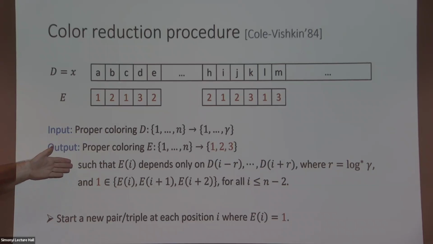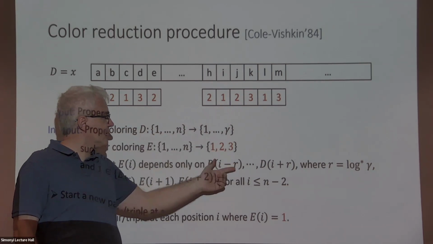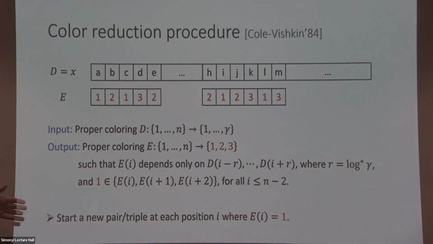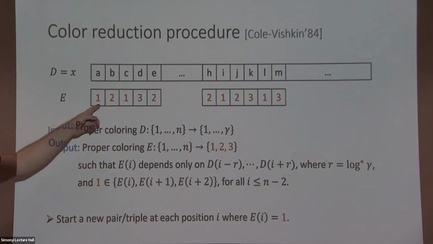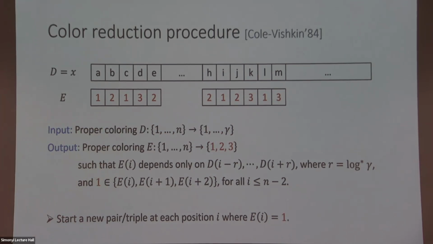So there's a procedure where each resulting color actually depends only on this small window. The neighbors have different colors, and you can make it so that out of every 3 consecutive symbols, you have at least 1. Then if I break it at places where you got 1, you will break it into pairs or triples. Because it's a proper coloring, you cannot have 2 1s next to each other. So, a proper coloring of the graph that is a path.